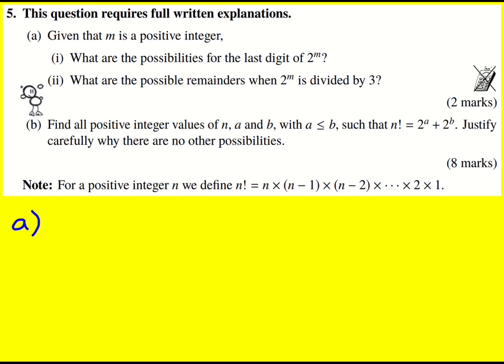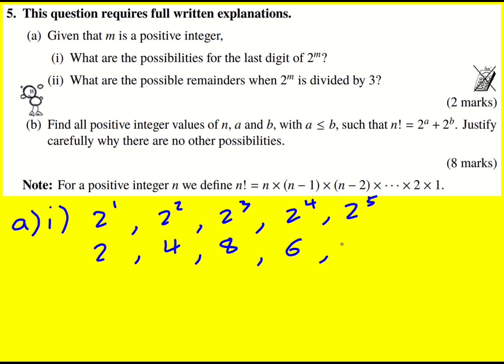Right, in part A, we're told that m is a positive integer. What are the possibilities for the last digit of 2 to the m? So let's just write a few down. Here we've got single digits. Now, when we get to 2 to the 4, obviously, 16 is going to end in a 6.